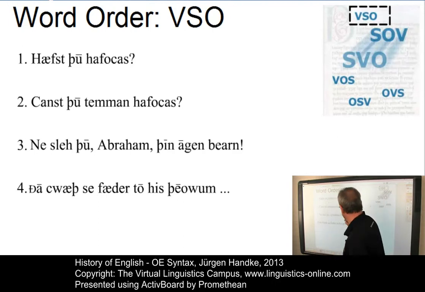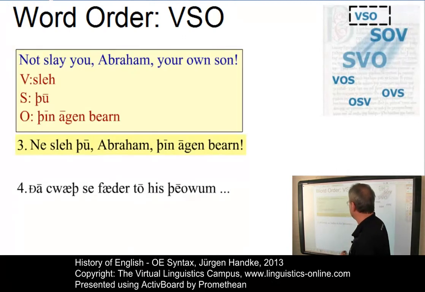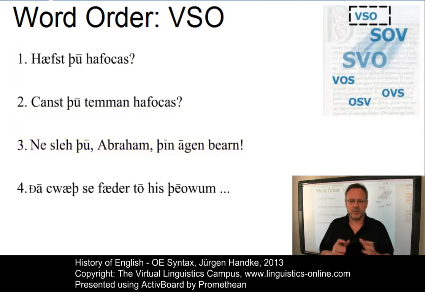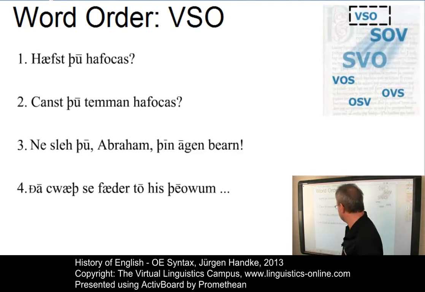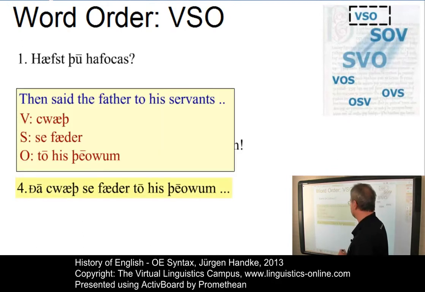And so the 3rd sentence, the imperative, neslech thu Abraham, thin aren bern, which is also an example of VSO, is a nice illustration, but for the discussion of word order it only plays a minor role. But number 4 is clearly an example of VSO, Tha queth se fader to his theowum.